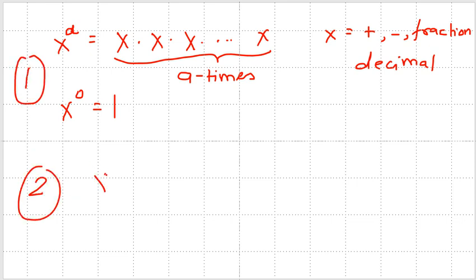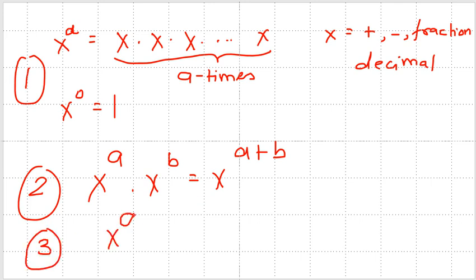Second is x to the power a multiplied by x to the power b is x to the power a plus b. And the third one is x to the power a divided by x to the power b. Doesn't matter what a and b are, it's x to the power a minus b. Okay, so one real life example, we'll talk about it, and then we should be done.